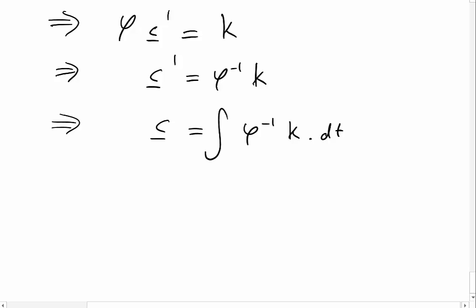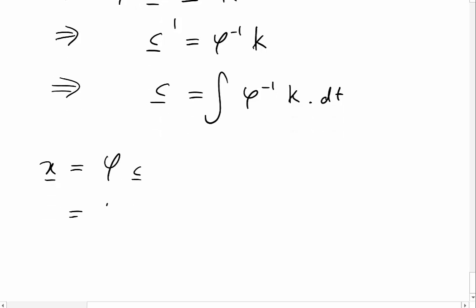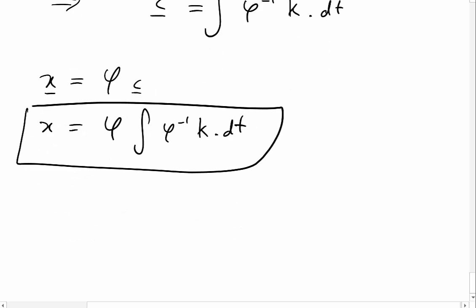So, knowing that I'm looking for a solution of the form phi times c, I can just replace c with phi times the integral of phi inverse times k with respect to t. This is what x is equal to, and this is my particular solution. So let's call it xp. My general solution x will be equal to my complementary solution plus my particular solution.